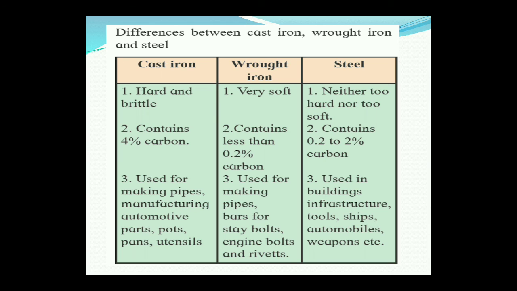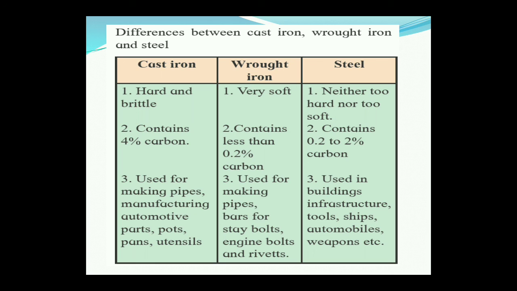Why is the nature like this? Because of the percentage of carbon in them. Cast iron contains 4% carbon, that is the highest percentage of carbon, hence it becomes hard. While wrought iron is almost pure iron containing only 0.2% of carbon, and hence it is a soft iron. While steel is in between, containing 0.2 to 2% carbon.